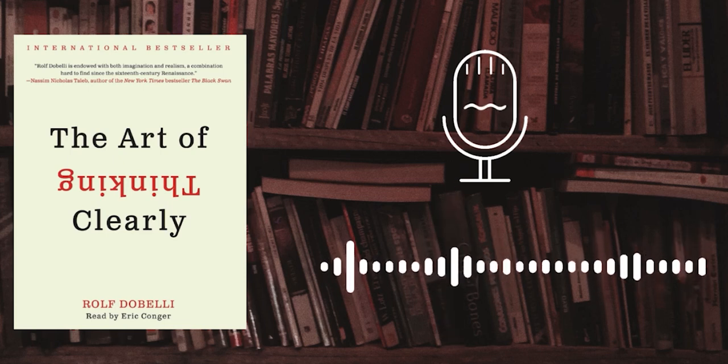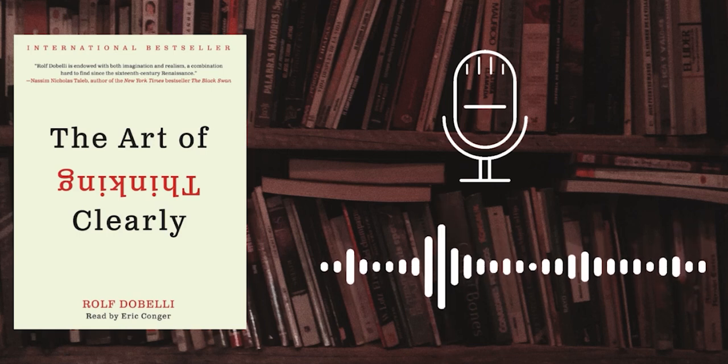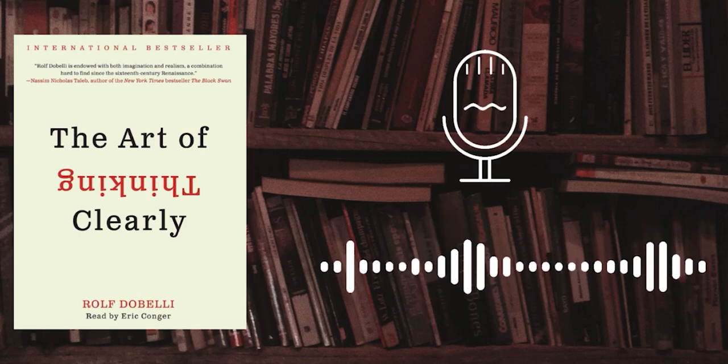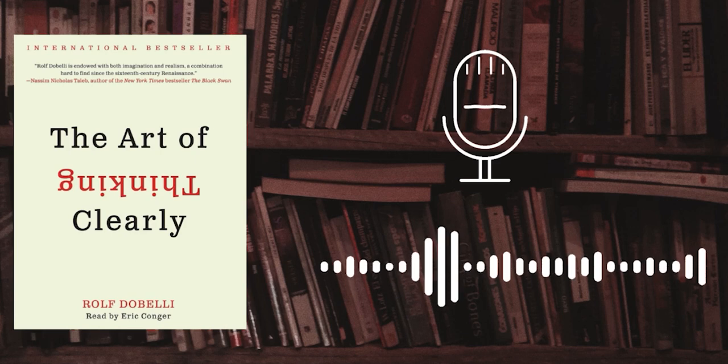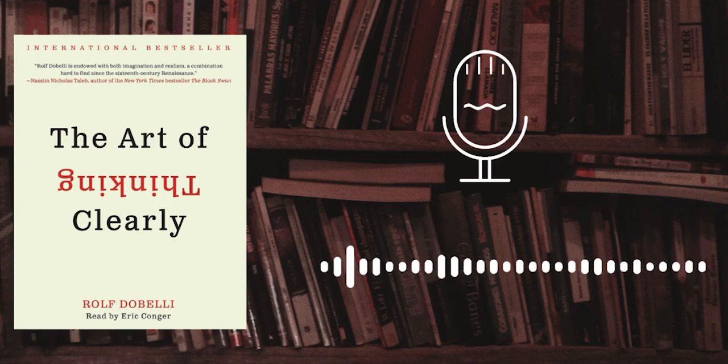Part 8, Errors in Judging Situations. Actor-observer bias. Actor-observer bias is the tendency to attribute our own actions to situational factors while attributing others' actions to their character. This leads to biased judgments. Recognizing this bias helps us consider situational factors in evaluating others' actions.